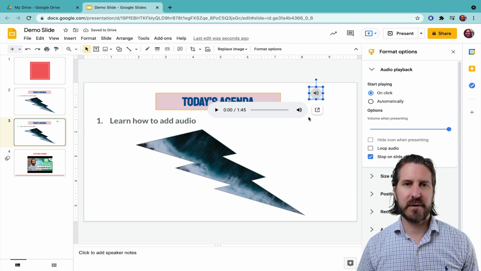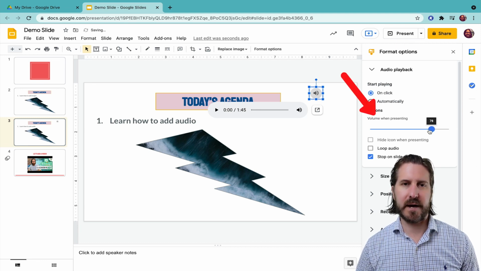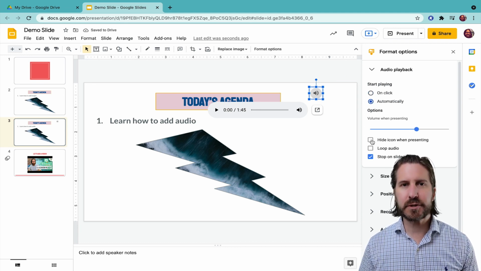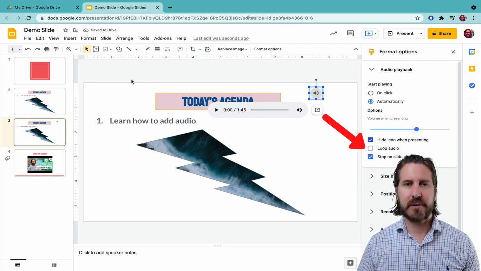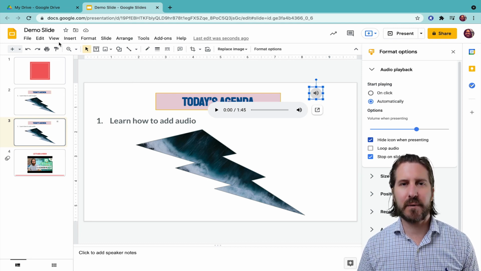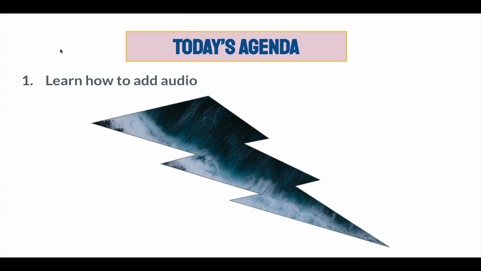Just like we did with the video, you'll want to click on it in order to pull up a formatting menu on the right-hand side. There you'll see that you can adjust the overall volume of the audio, and you can also choose to have the audio play automatically when the slide opens. You can also choose hide icon when presenting in order to hide the audio icon so that it's not visible for people that are looking at your presentation. And if you want to loop the audio to have it just consistently play over and over again, you can check that box too. All right, so let's check out what it looks like now when we go into present mode and the audio just starts playing automatically.